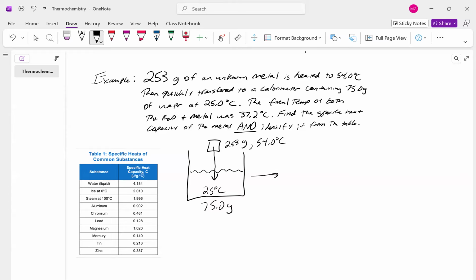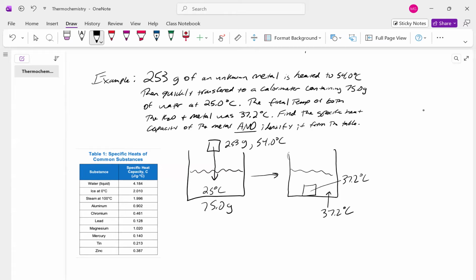So eventually, over time, the heat from that metal will transfer to the water, and the metal lowered its temperature to 37.2 degrees Celsius. The water increased its temperature to 37.2 degrees Celsius. And since we don't know what this metal is, we need to find the specific heat capacity, and then we can identify it from the table that's shown there.